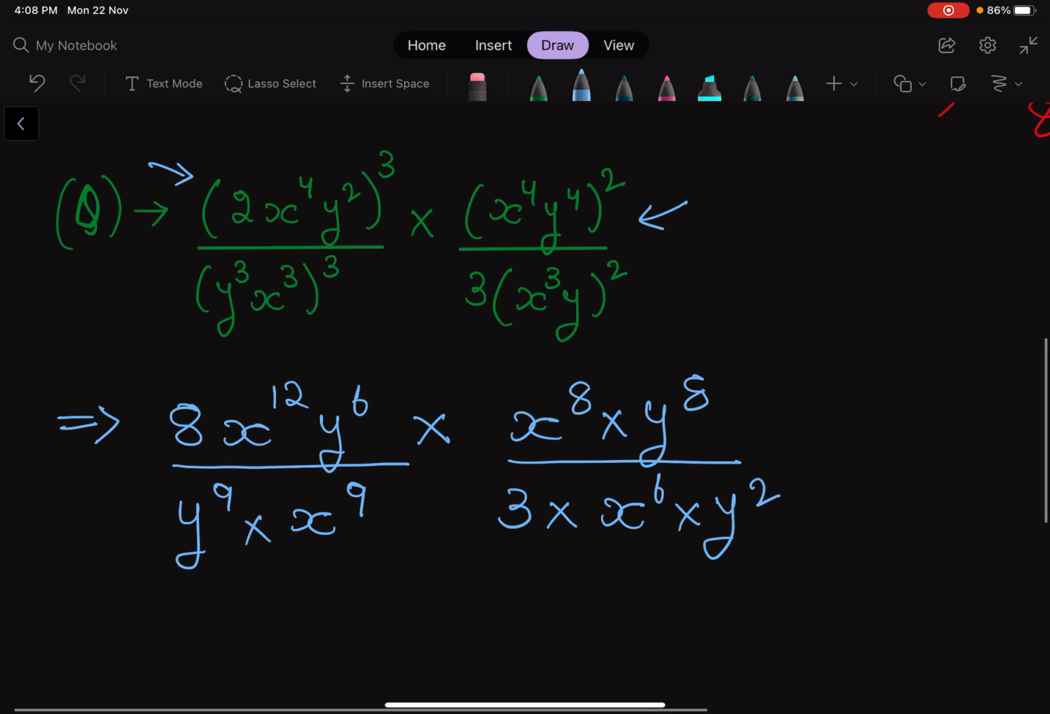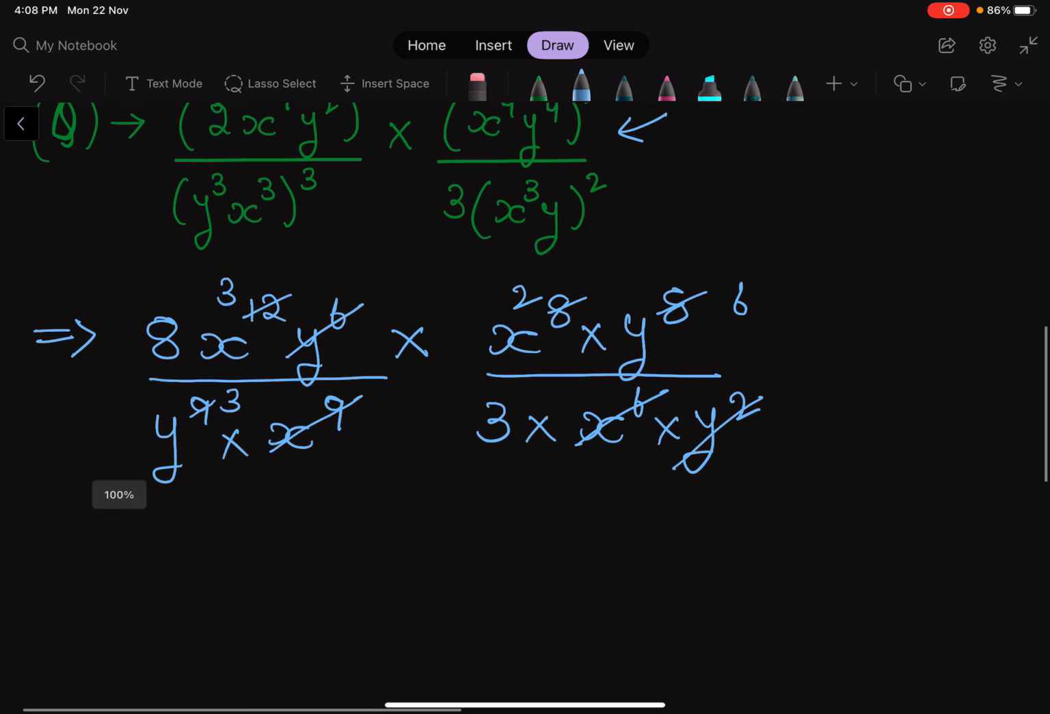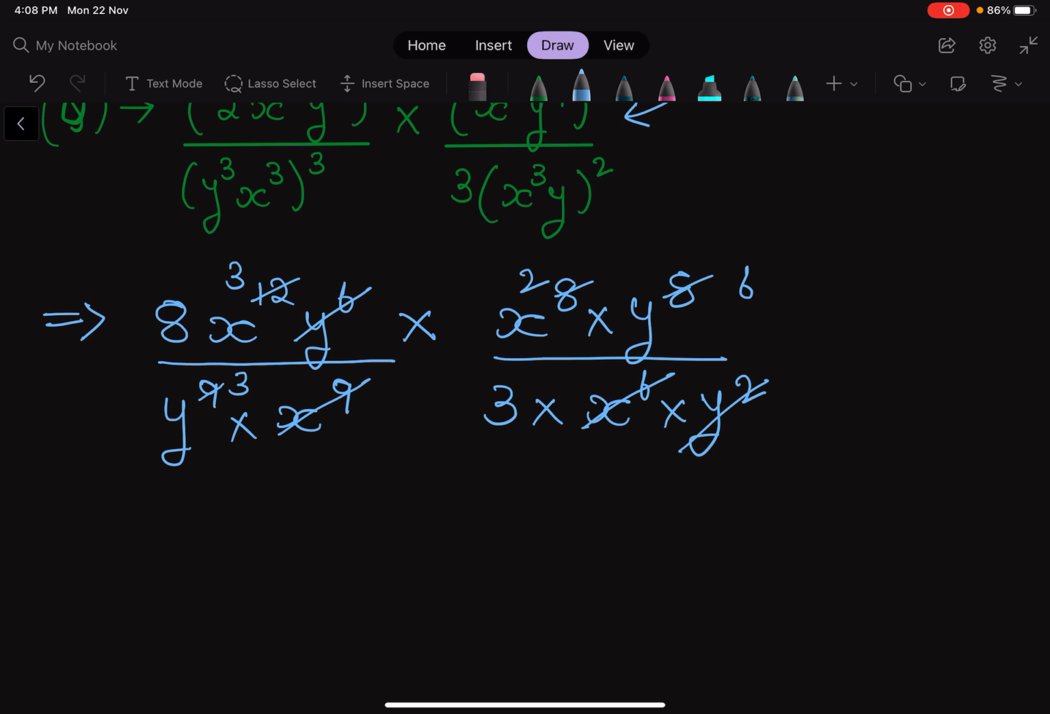So let's see if we can cancel some terms here. Okay, so this x power 9 cancels, this remains here 3, this y power 6 cancels, this 9 remains here as 3, and this x power 6 cancels, this remains 2, y power 2 cancels this, so it's 8 minus 2, 6.